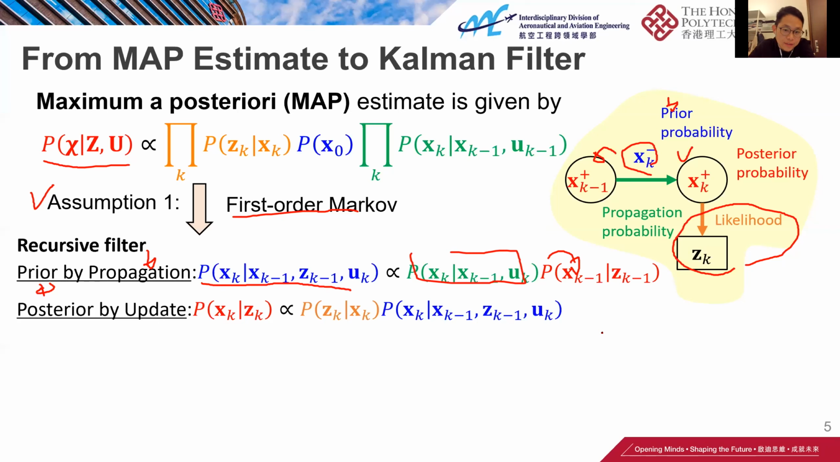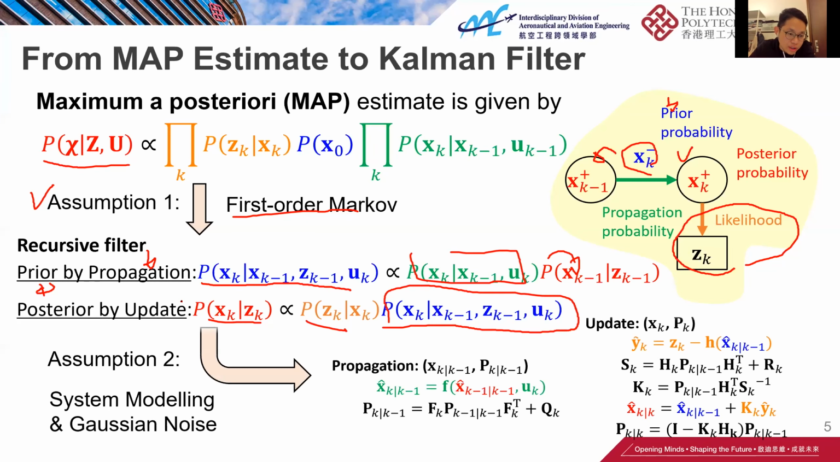This is the first Markov chain. Then the posterior is updated by the measurement. You can see the posterior, which is the red one, is your prior probability updated by the likelihood. All right, so this is very clear. We're using a recursive filter to update the posterior by propagation and update.